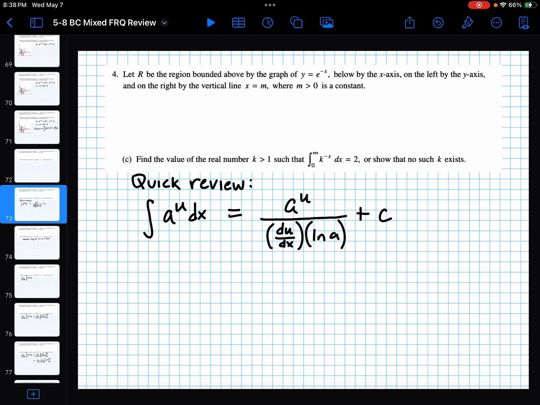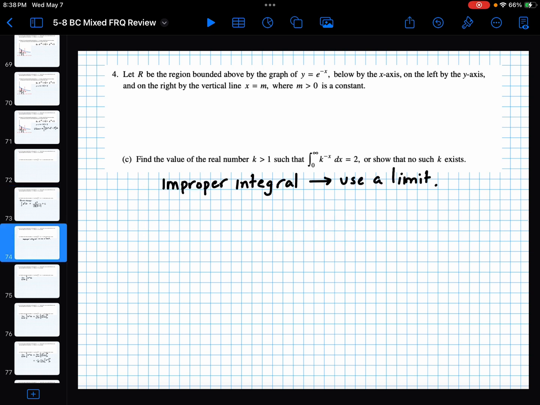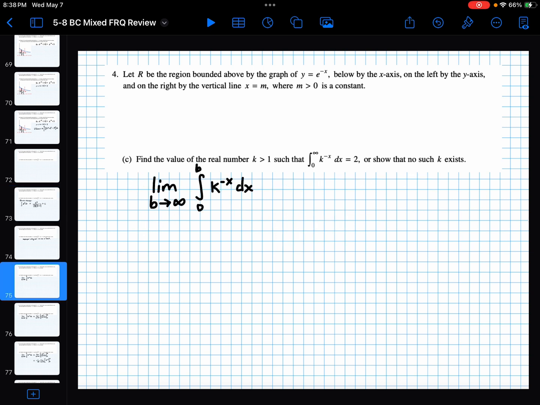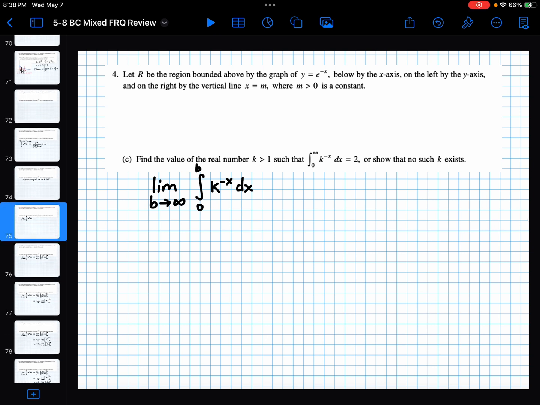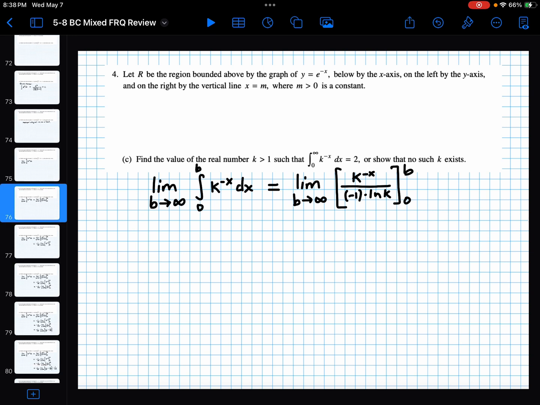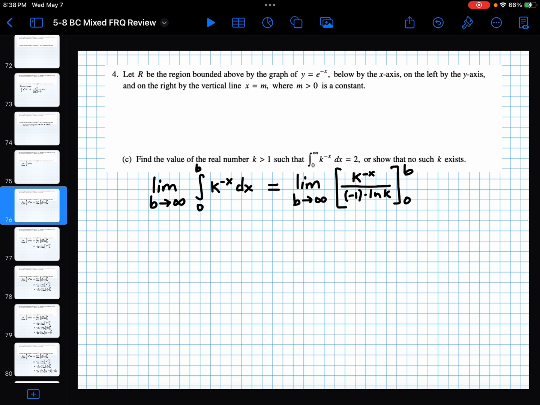All right, so now let's zoom in on this one here. We have the improper integral. We're going to use the limit to evaluate that. So we do the limit as b approaches infinity. I'm just rewriting the integral out from 0 to b, k to the negative x power dx. All right, so I'm going to now anti-differentiate that using the formula. It's the same exponential function back in the numerator over the derivative of the exponent, in this case -1, times the natural log of the base, both of those factors in the denominator. There's the ln k. And I'm evaluating that from 0 to b.